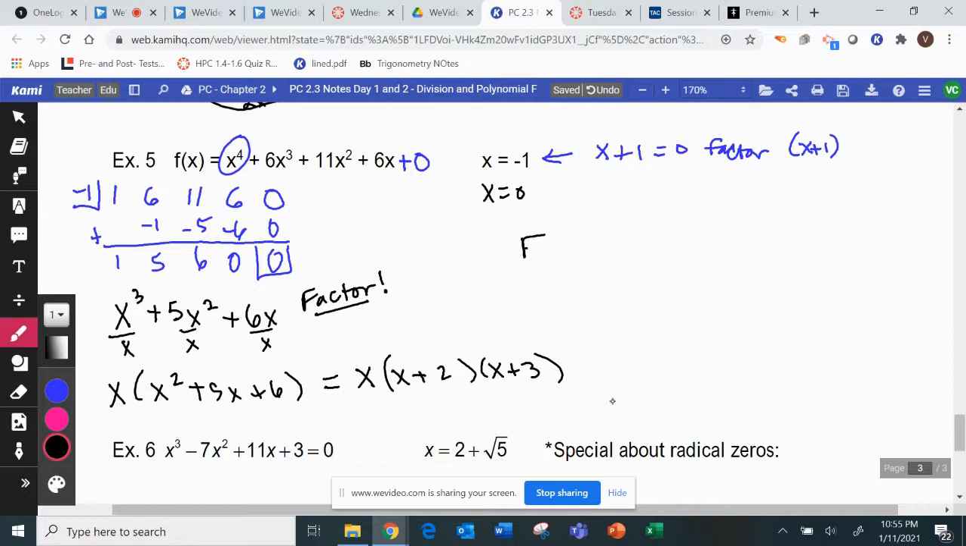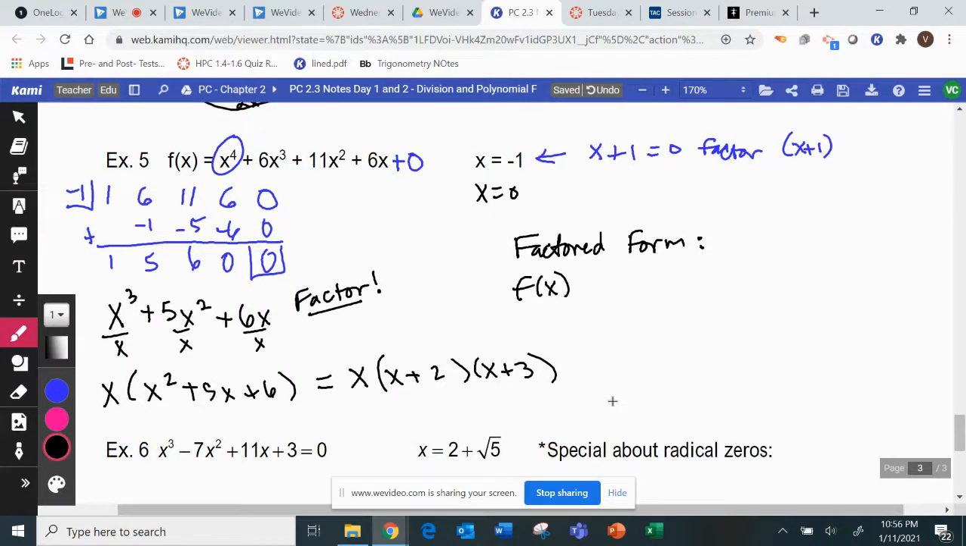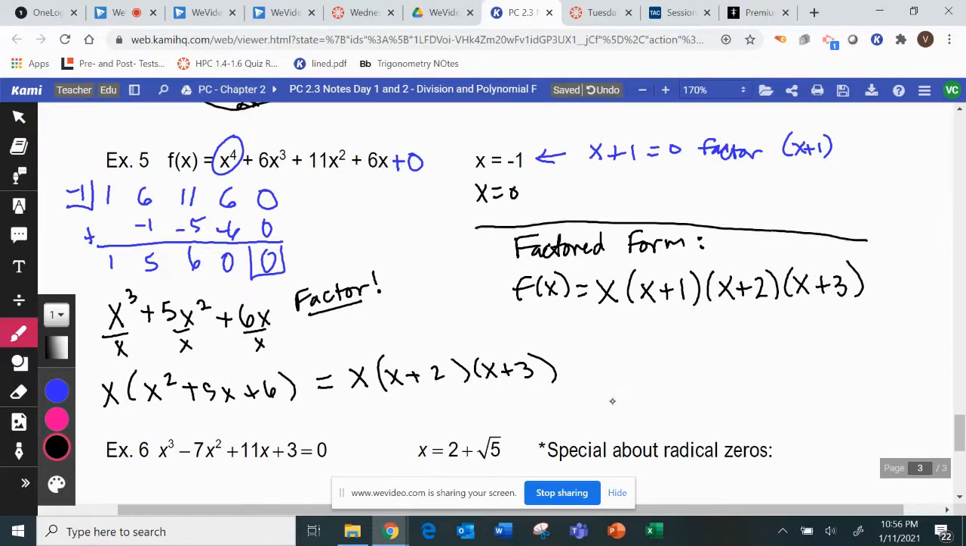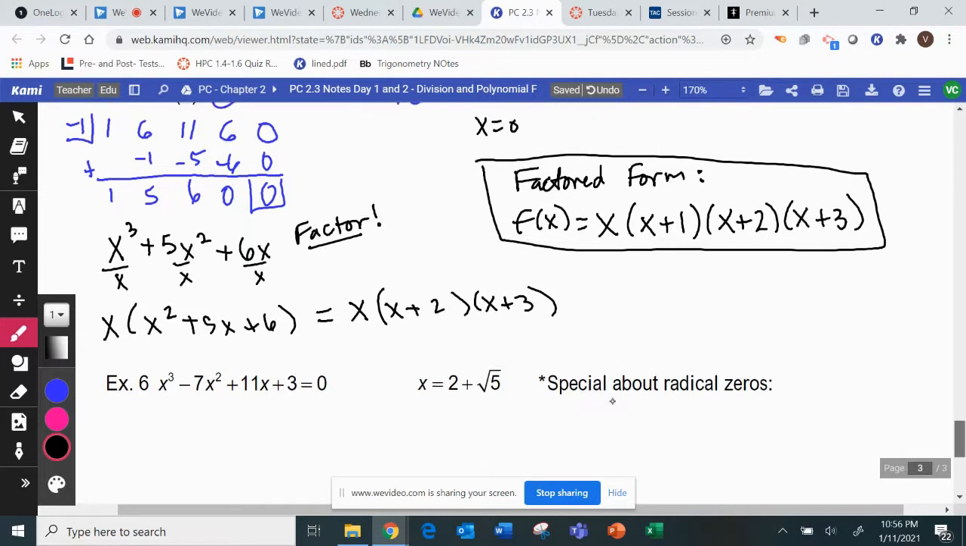So our factored form, we're going to start with f of x. Usually we put the x in front. And then the order is not going to matter too much until we start plugging things into Canvas. Then the order is going to matter. We're not quite there yet. So I've got 4 factors. My degree was 4. It's good.